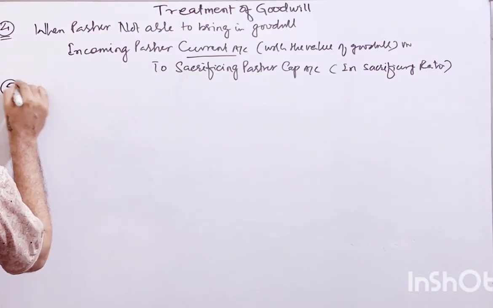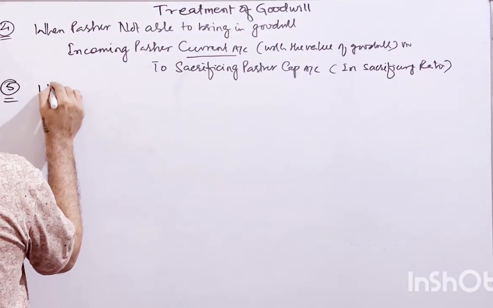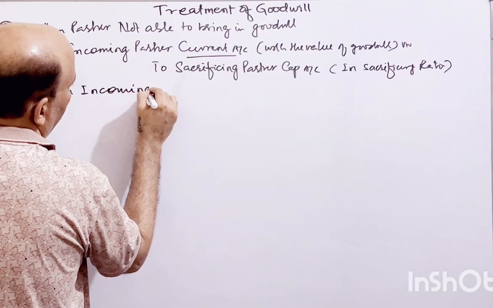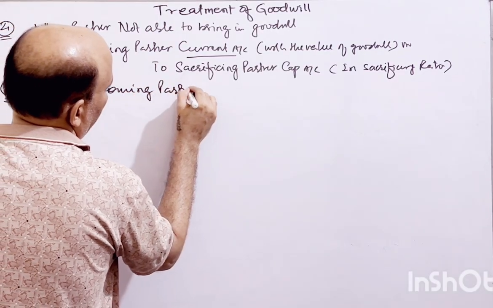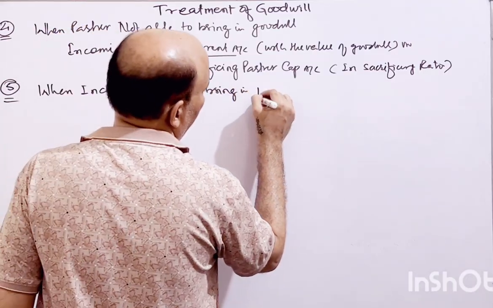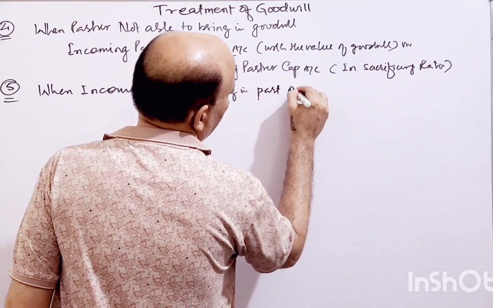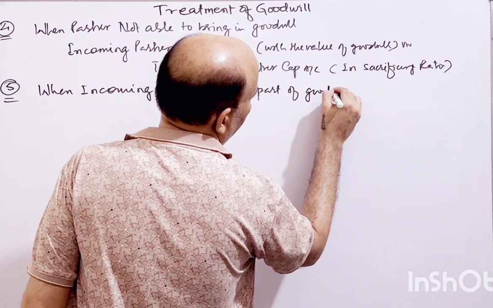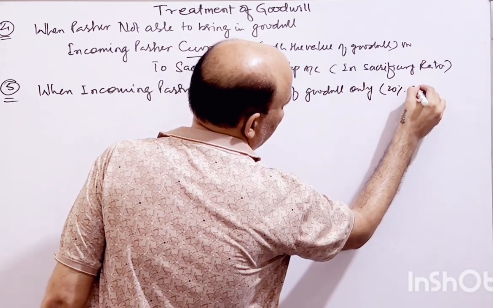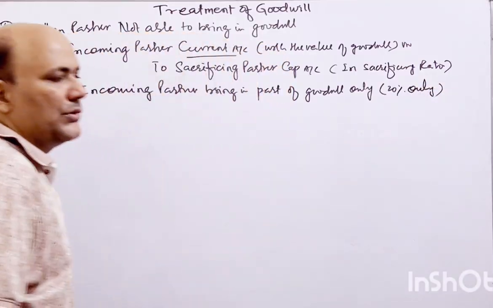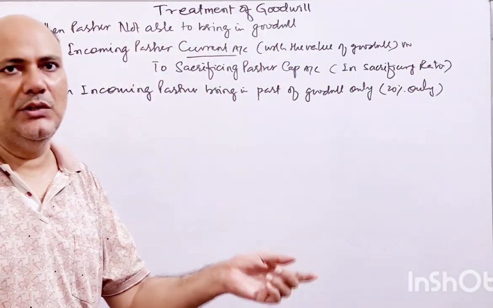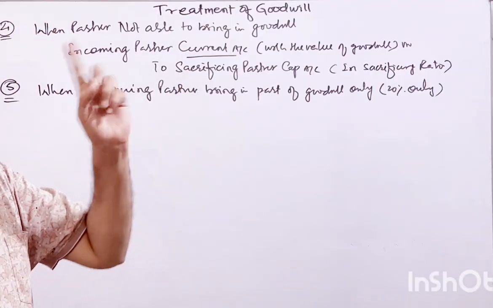And in the fifth situation, what happens when the incoming partner brings in part of the goodwill only? Let's say he is bringing 20% only, right? So he is supposed to bring 1 lakh rupees, but he is bringing only 20,000. He says 80,000 I will bring in later on.